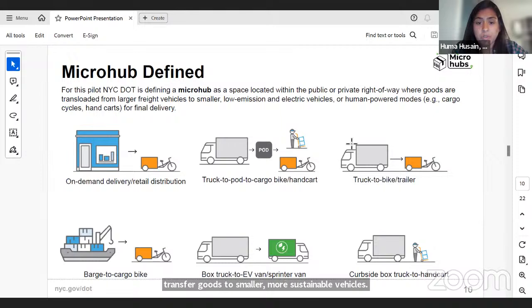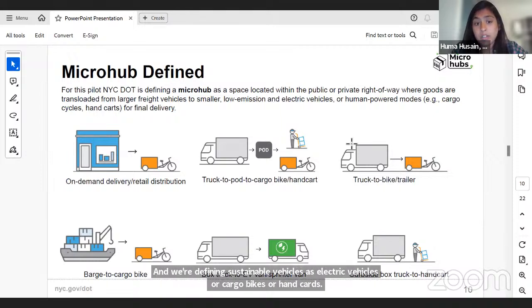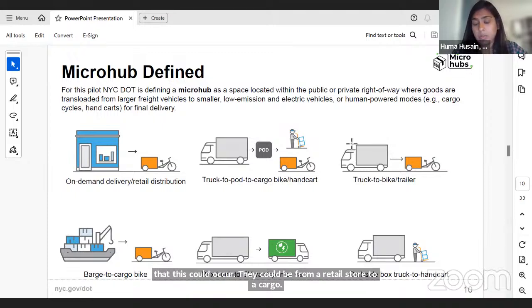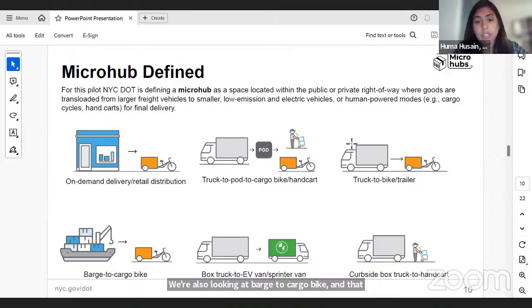And so you see a number of different ways that this could occur. They could be from a retail store to a cargo bike. We're also looking at barge to cargo bike, and that would be our Blue Highways pilot. That is a separate pilot, but similar types of solutions. And then the truck to sustainable mode, which is really where the microhubs pilot is coming in.